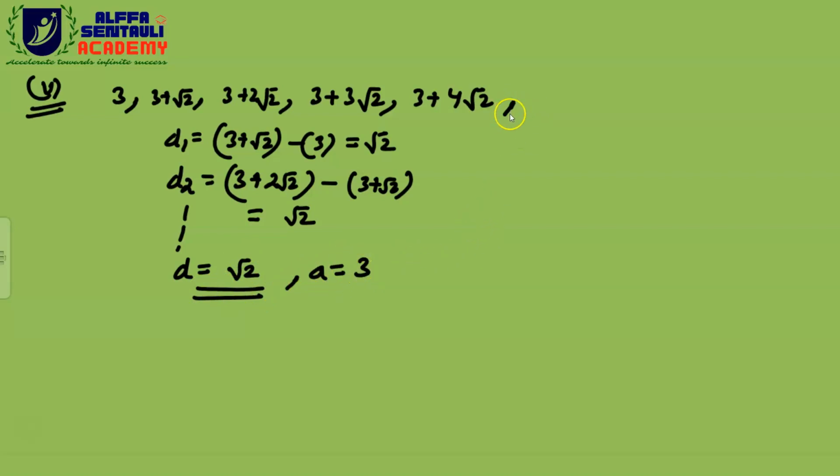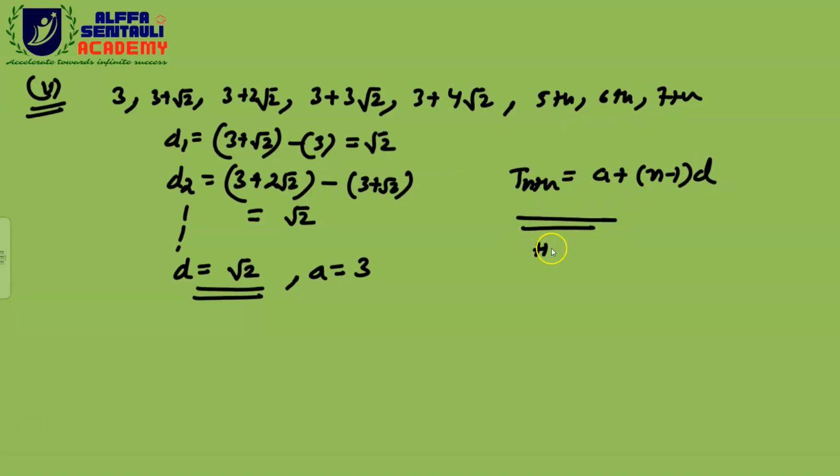In a similar way, you can find the 5th term, 6th term and 7th term. By this formula, t nth is what, beta? a plus (n minus 1) into d. Get the value of the 5th term, 6th term and 7th term. Homework. Got it, beta?